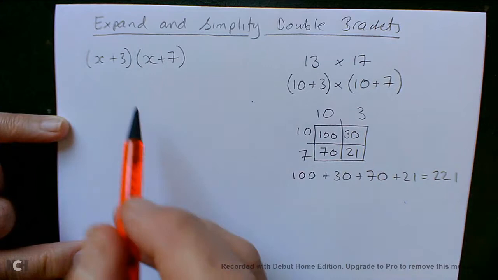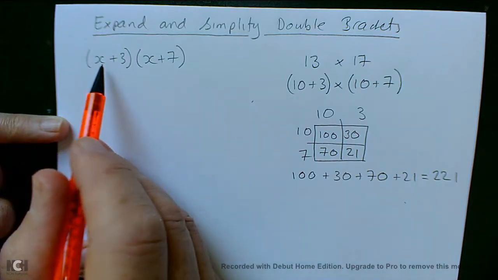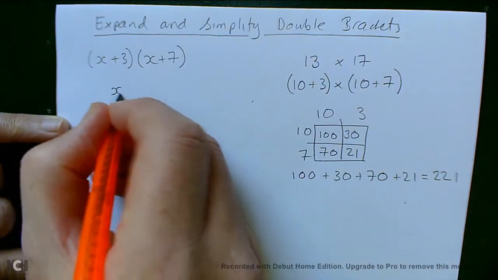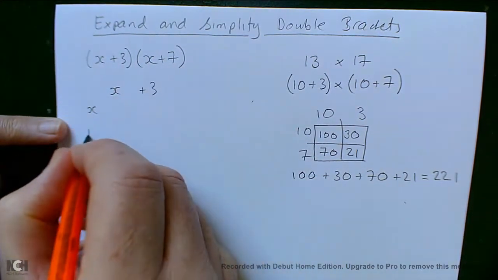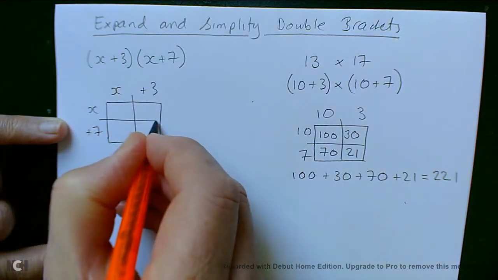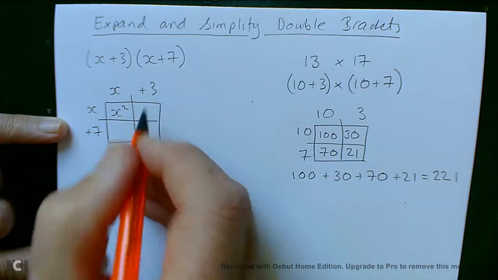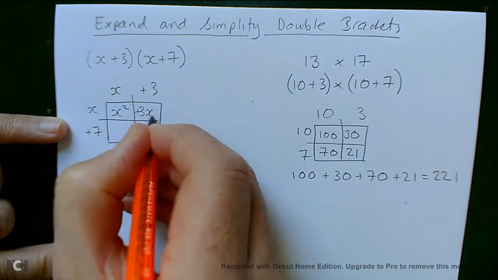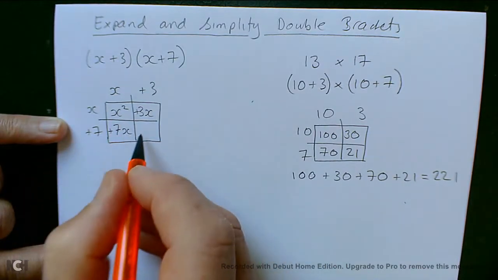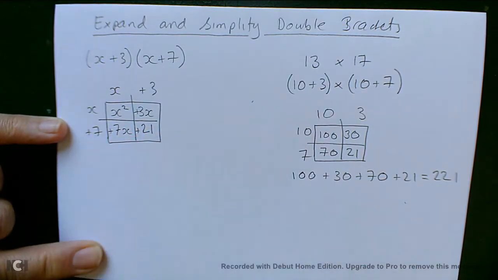Now I hope you can see that this is a similar problem, because instead of 10 plus 3 and 10 plus 7, I've got x plus 3 and x plus 7. So I can regard this in the same way. X multiplied by x is x squared. X multiplied by positive 3 is positive 3x. X multiplied by 7 is positive 7x. Positive 7 multiplied by positive 3 is positive 21.